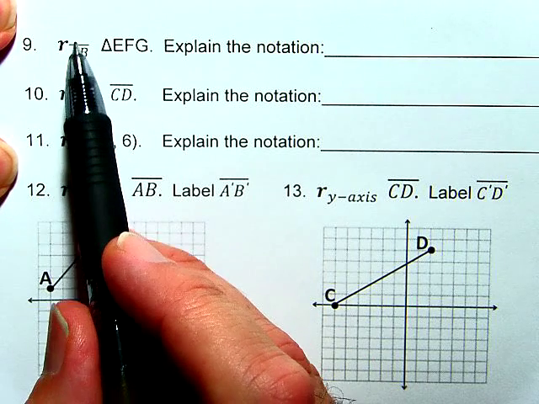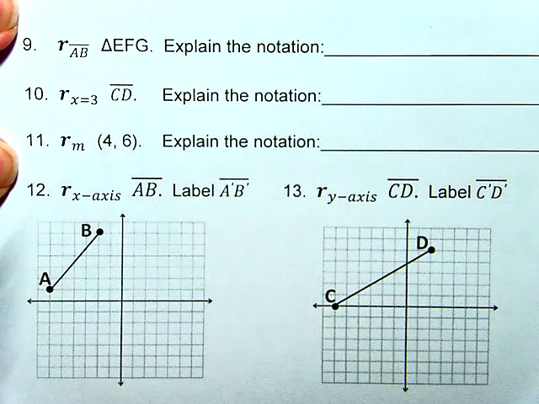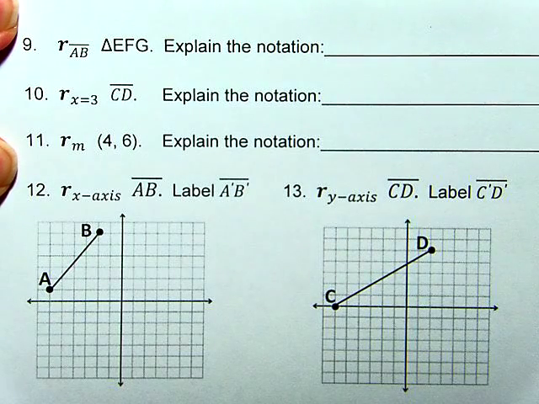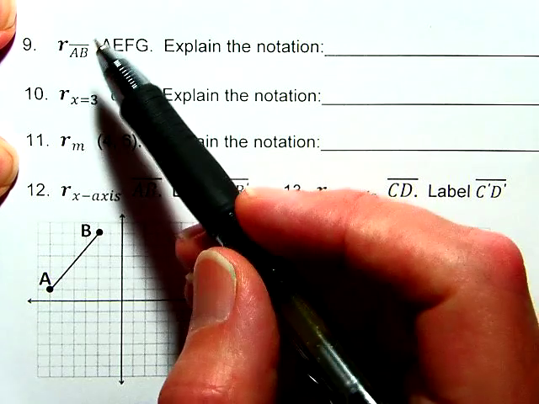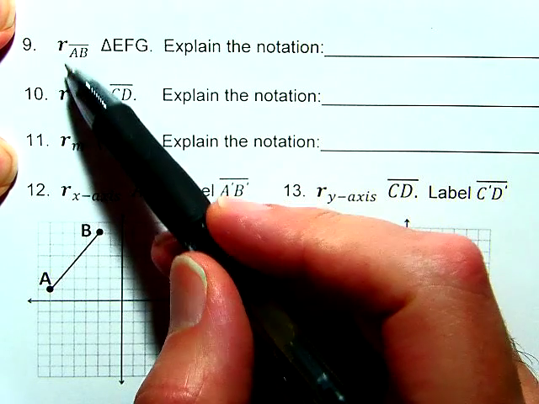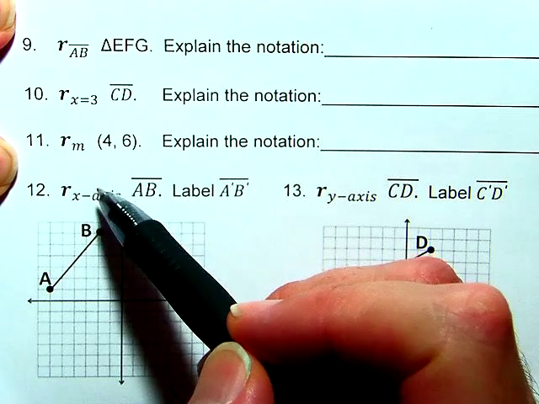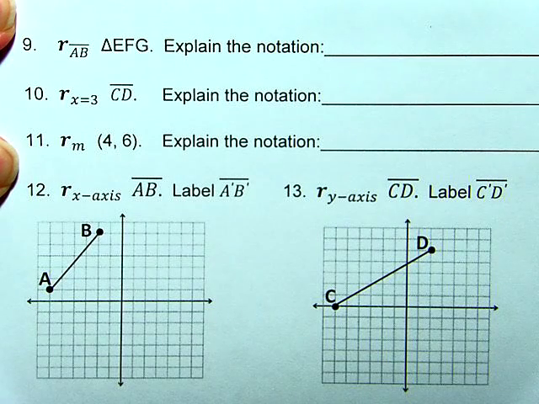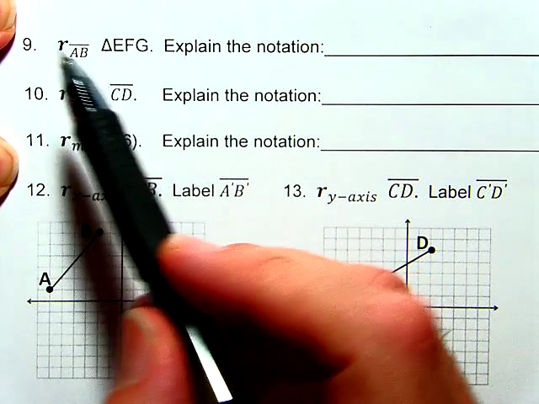Now, R is shorthand for either reflection or rotation, depending upon the context. In these videos, I'm going to be using the small letter r for reflection and the capital letter R for rotation. You might see both being used at different times, but I'm going to try to be consistent in these videos. So we're going to read this as reflection. So all 9, 10, and 11, and even questions 12 through 17 are all reflection questions.